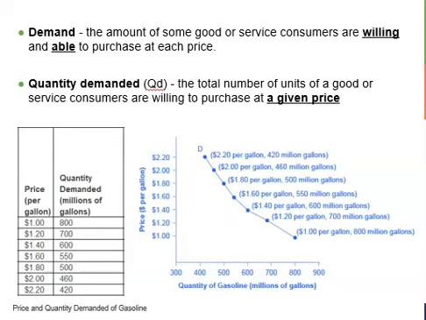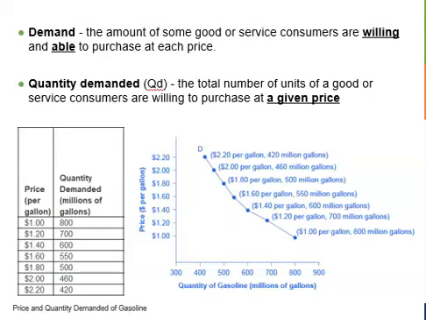When the gasoline price goes all the way up to $2.2 per gallon, American consumers are willing and able to buy 420 million gallons, or quantity demanded is 420 million gallons. So you can see that when the price level is high, quantity demanded is low. And when the price level is low, quantity demanded is high. We can show this relationship by using the table on the left, or we can use the demand curve on the right. These are two ways to present the relationship between price and quantity demanded.